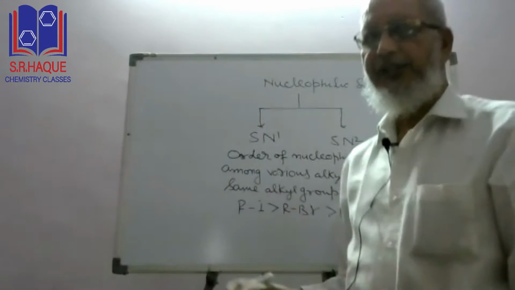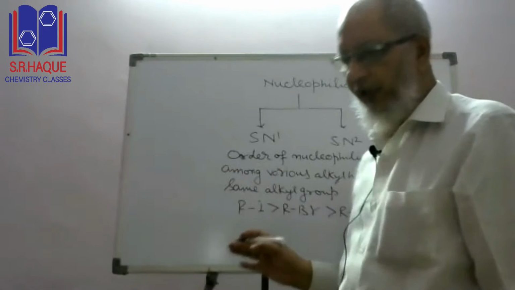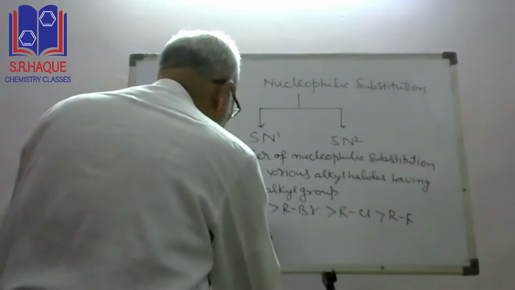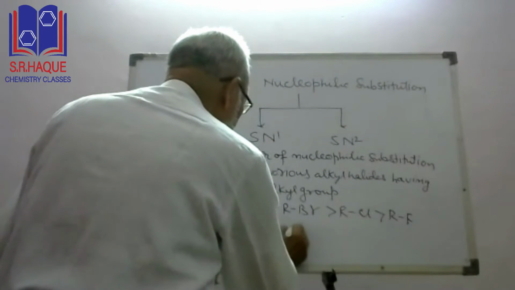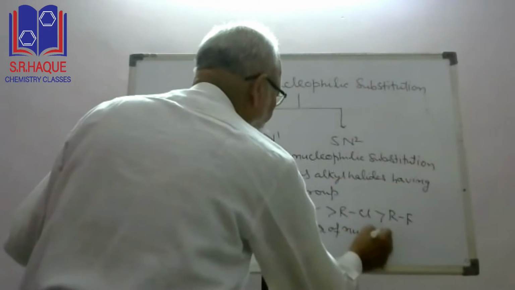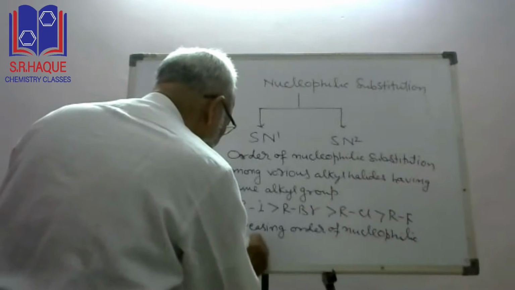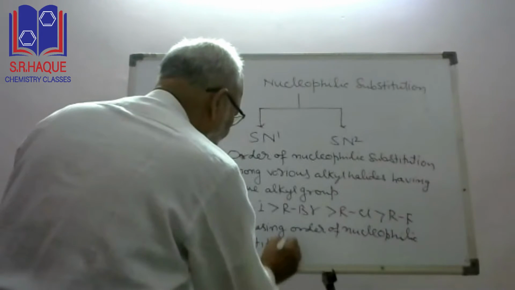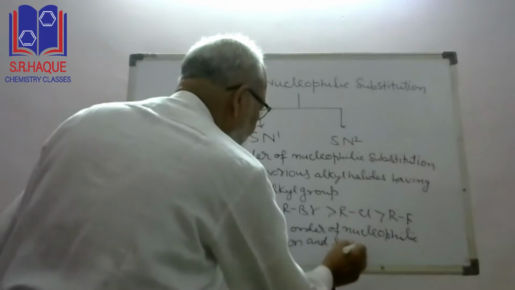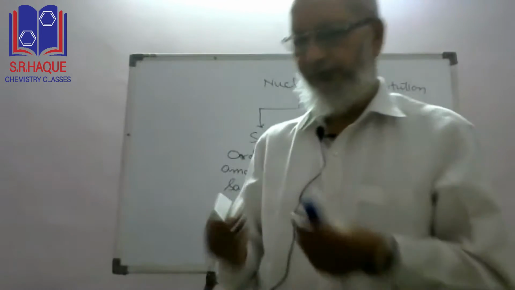This is the decreasing order of nucleophilic substitution reaction of the various alkyl halides and also the decreasing order of stability. Decreasing order of nucleophilic substitution, whether it is SN1 or SN2, that doesn't matter. Decreasing order of nucleophilic substitution and stability. Now, why is this order followed?